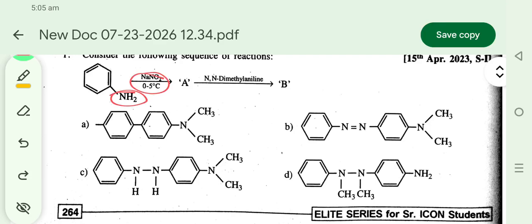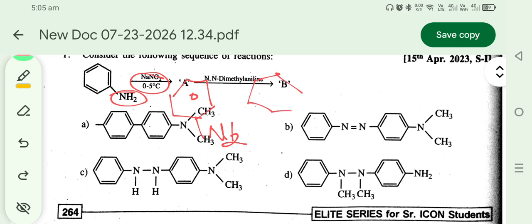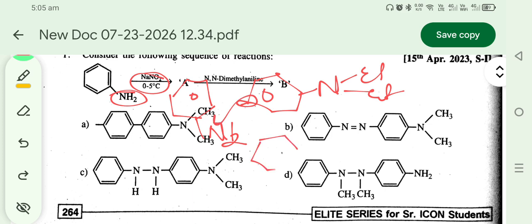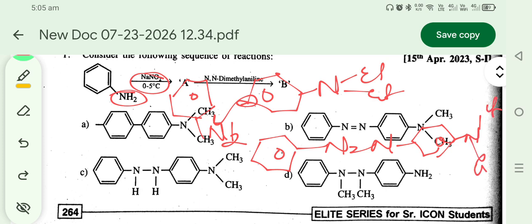Aniline on nitration gives diazonium compound. This diazonium compound when reacted with N,N-diethylaniline, the para position is substituted by the diazonium compound. It gives azobenzene at the para position of N,N-diethylaniline. Answer is B.